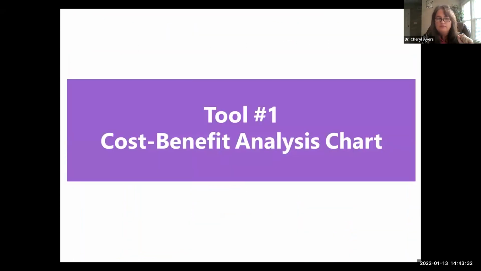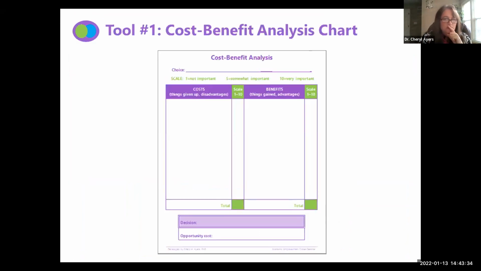So tool number one, cost-benefit analysis. Here's what the handout looks like. If you'll notice in the green, where this is a little bit different than maybe what you've seen before, is we're gonna add some quantitative measures to this qualitative analysis. We're gonna put some numbers to it, very simple numbers, but the numbers is what will make the difference.